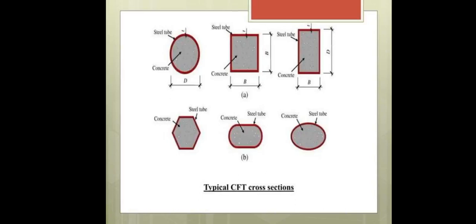CFT are of mainly six types. In the diagram which has been represented on your screen, one of them is circular CFT, another one is square CFT, proceeding with rectangular CFT, hexagonal, oval, and polygon.